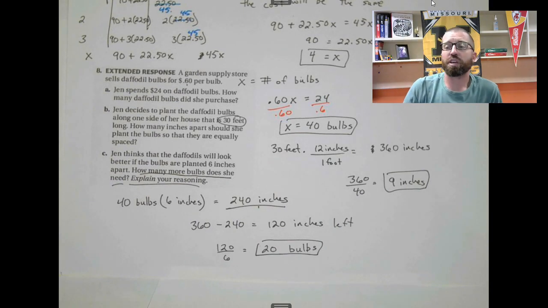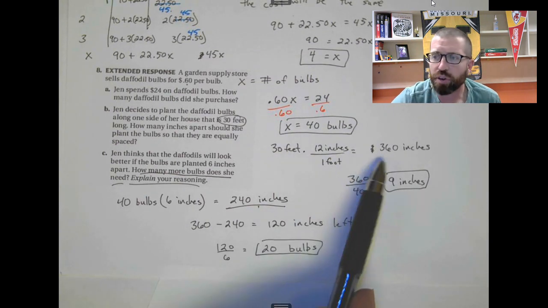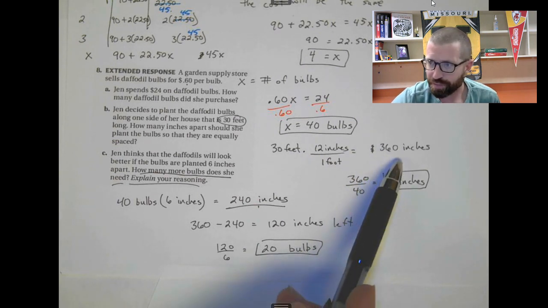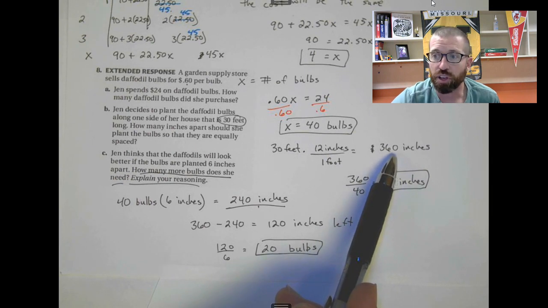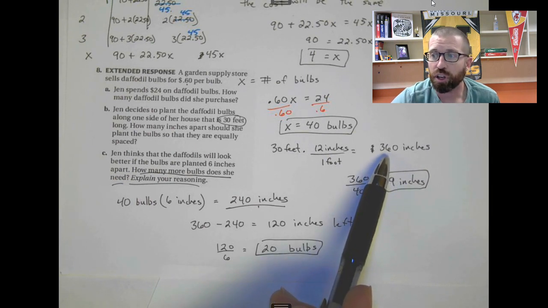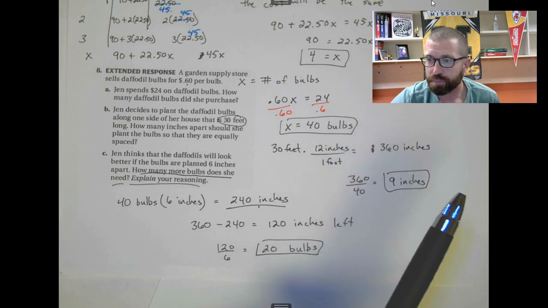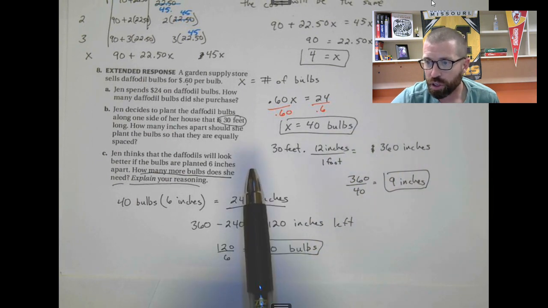There's other ways you could think of this one also. You could go through and look at the total. You could say, well, I need 360. If I divide that by 60, or sorry, by 6, then I get 60 inches. So I need enough bulbs for 60 inches. So 60 divided by every 6 would be 10.